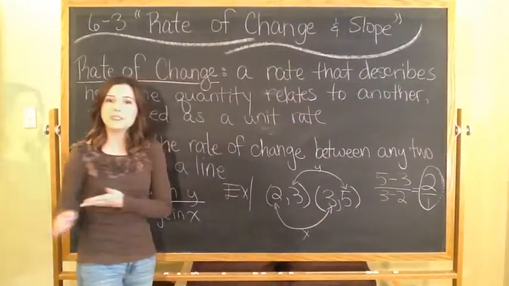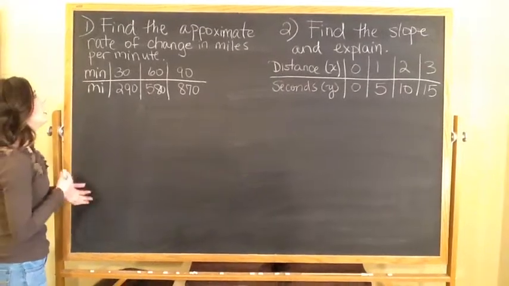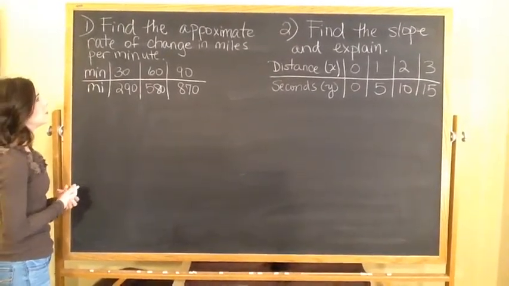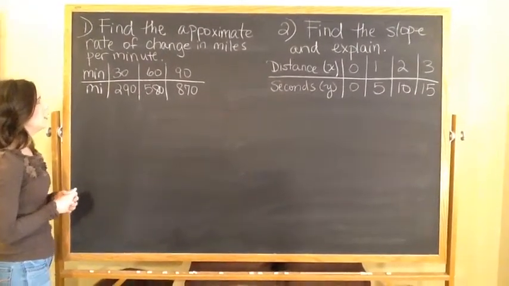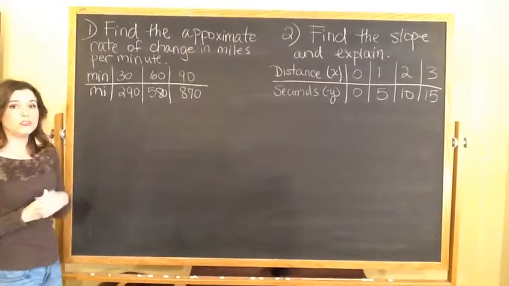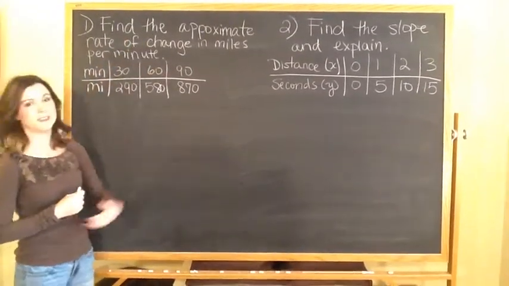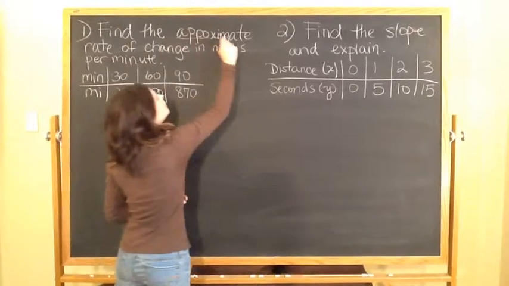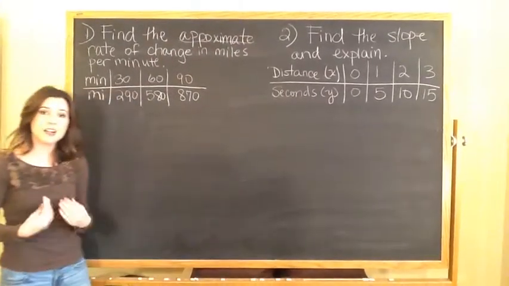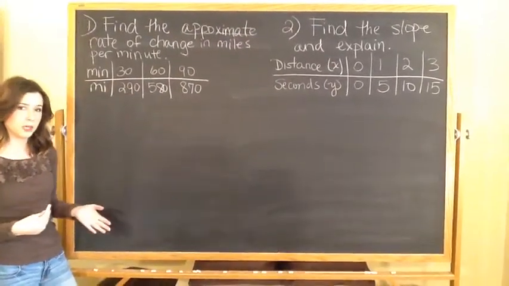Alright, let's go ahead and do some examples. Let's look at the first two problems. Number 1 says, find the approximate rate of change in miles per minute. Two things I have realized just by reading this sentence: I'm going to have to make an estimate, so that means our answer isn't going to come out completely perfect.